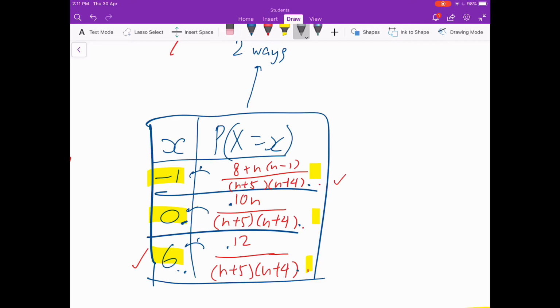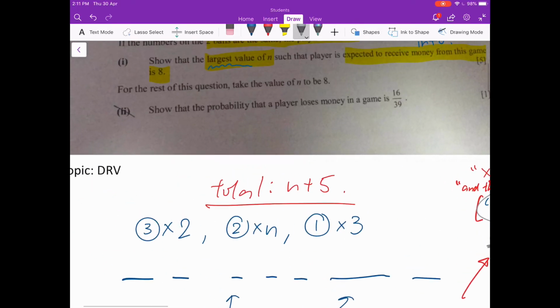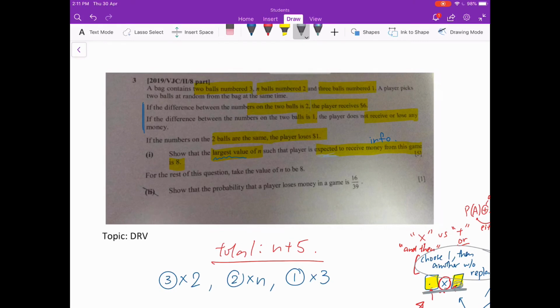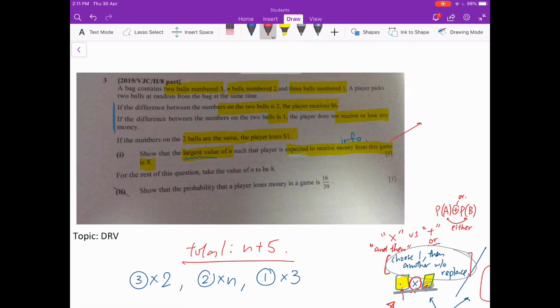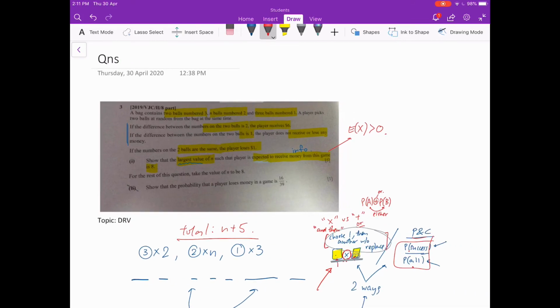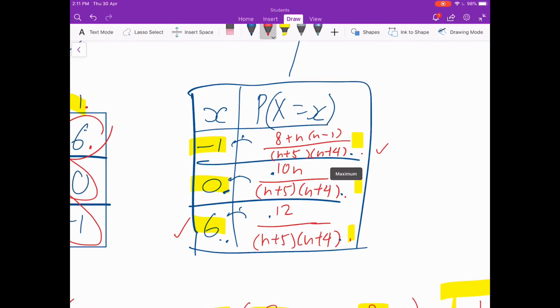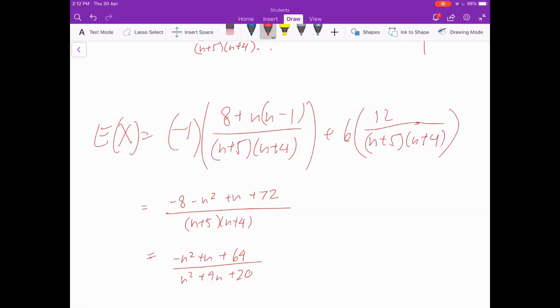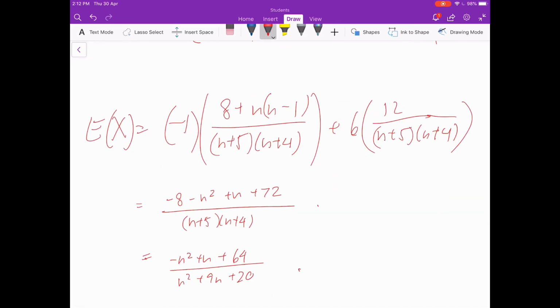Okay, so from here we have the table, and recall that this is a DRV question, since it asks for expected money to receive. If you expect to receive money from this game, this just means that the expectation is greater than 0. You expect to get positive money rather than negative, which means you lose money. So all we need is to find E(X). Can you find E(X) given the DRV table? Of course you can. So likewise, you just times over and sum them up together. Okay, I've done the work for you, and with a bit of steps, you'll get to this.